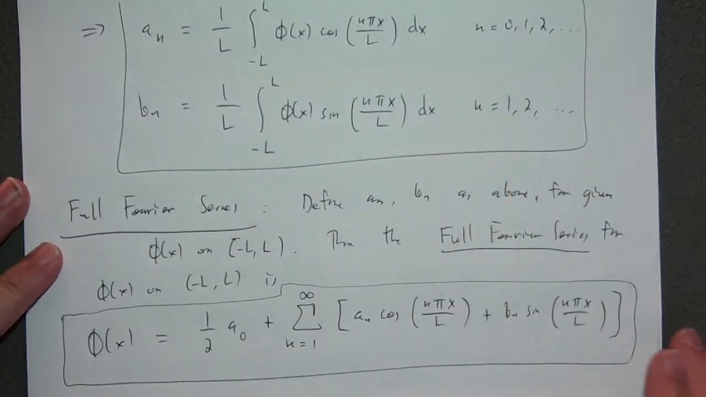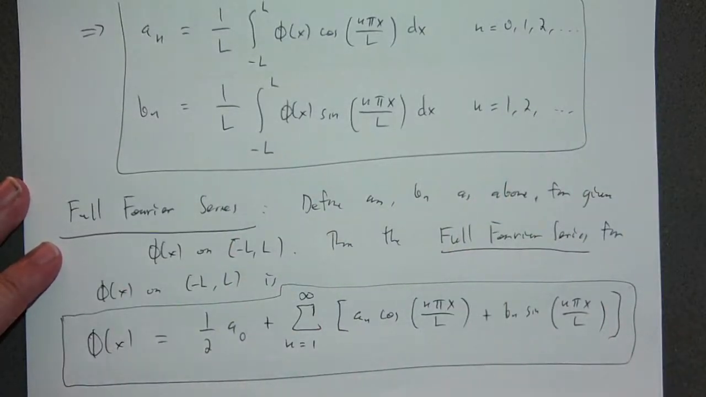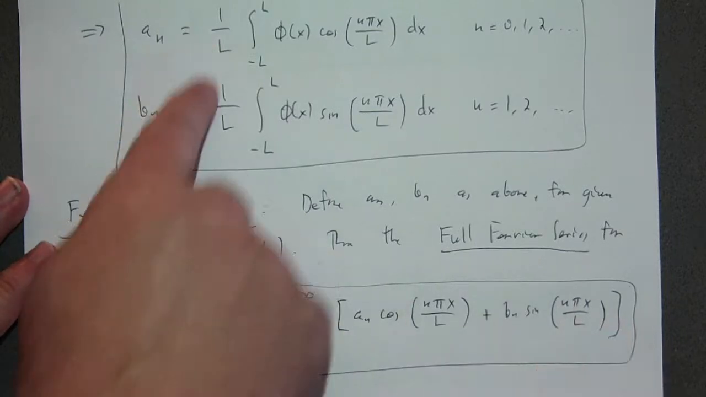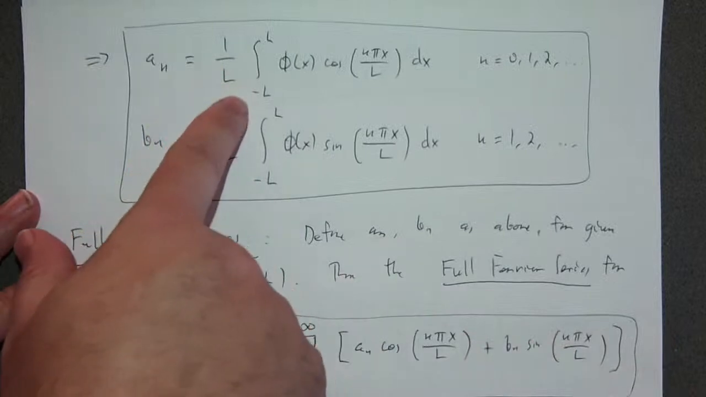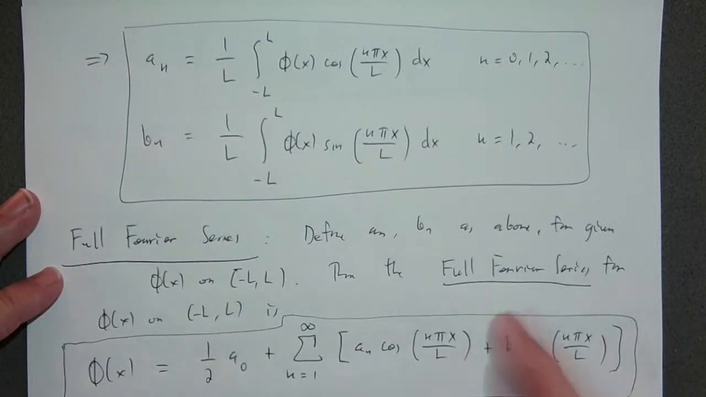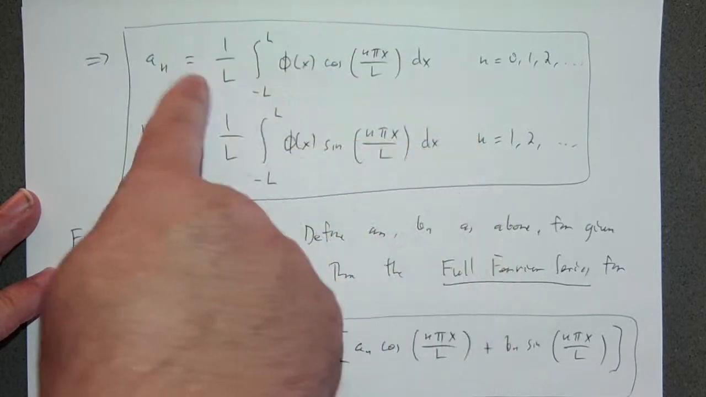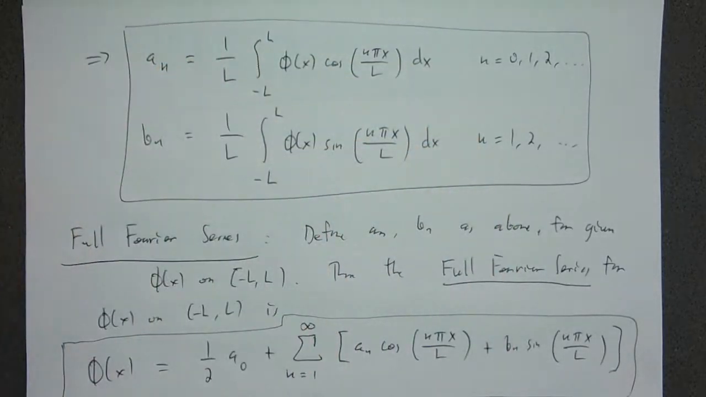So this full Fourier series contains in it the Fourier cosine series and the sine series, where the coefficients are slightly different here, right? The integral for the sine and cosine series was from 0 to L, and this is 2 over L instead.